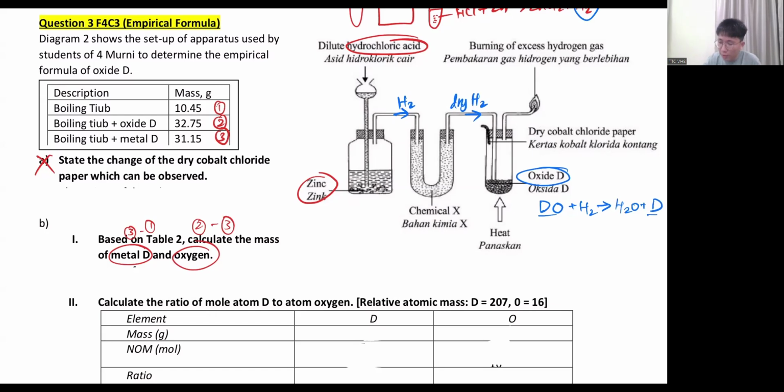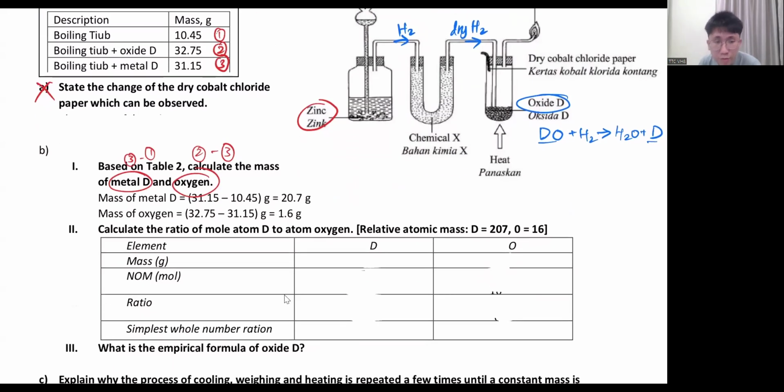With 3 minus 1 and 2 minus 3, you're supposed to get the mass of D and the mass of oxygen. Once you get the mass, I believe you can do your own empirical formula calculation, right? Guys, be careful because in the exam, they won't give you a table. You have to draw the table yourself. As long as they say calculate empirical formula, then draw a table.